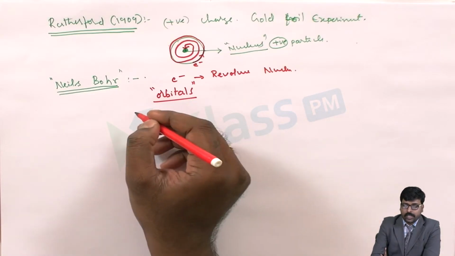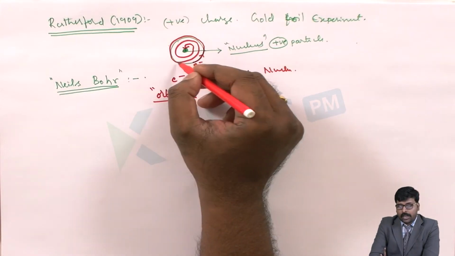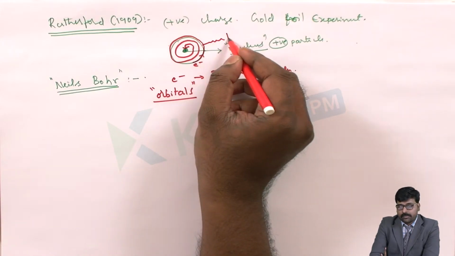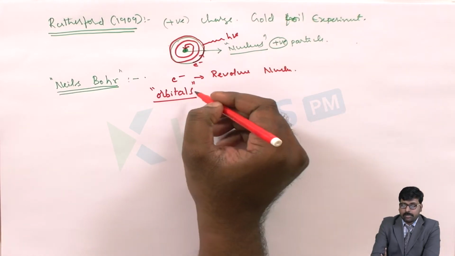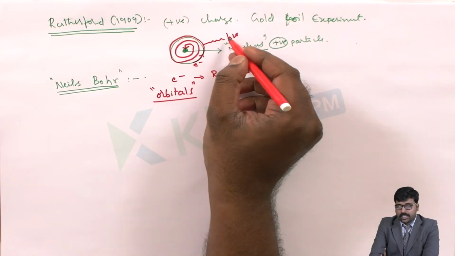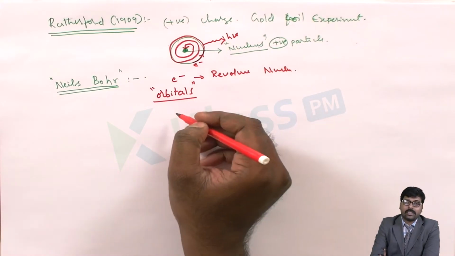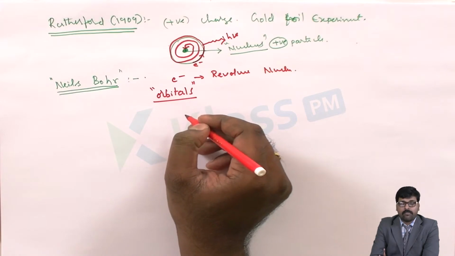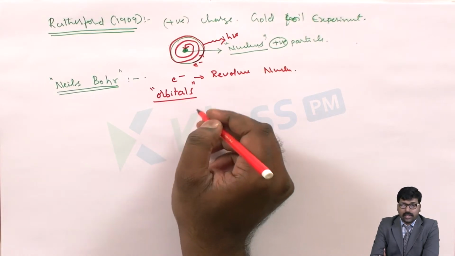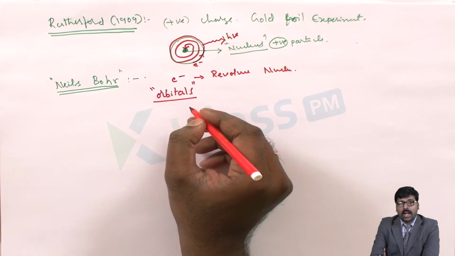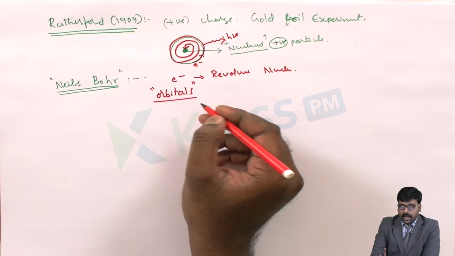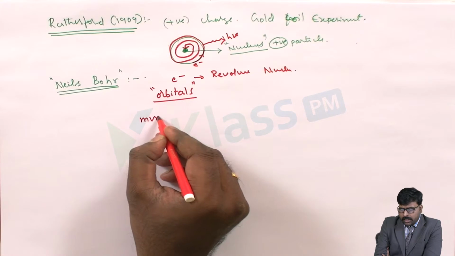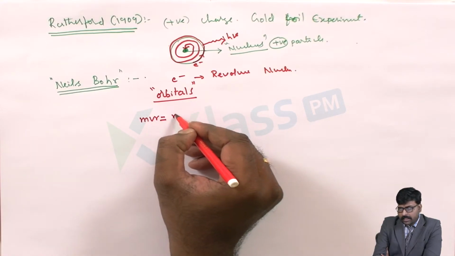So Rutherford said that electrons will give radiation to the surroundings. But Niels Bohr disagreed with this continuous emission of radiation. Rather, he explained that the electrons revolve around the nucleus, and whenever they get enough energy, they gain the energy and go to the higher energy levels.